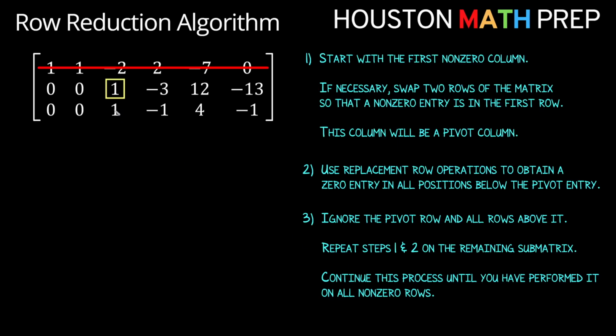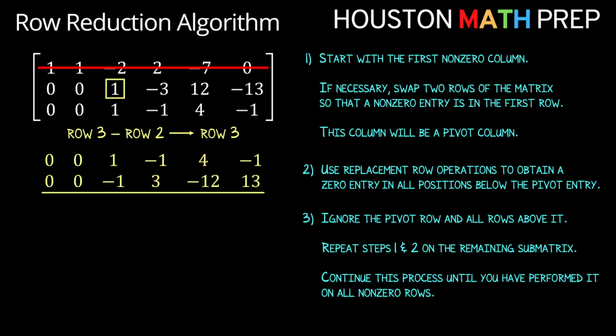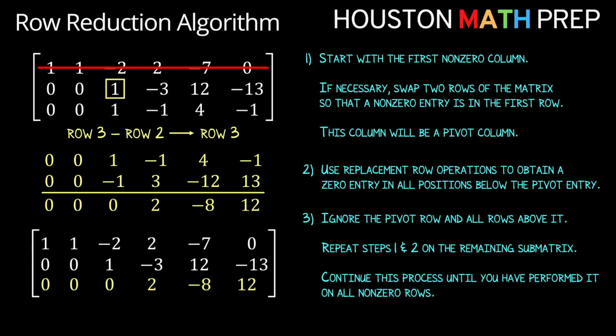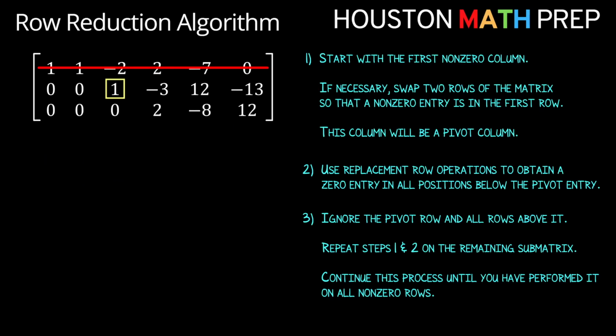If we want to reduce the +1 in row 3 by using our pivot that's also a +1, we'll simply alter the bottom row by subtracting the pivot row from it. So if we take row 3 minus row 2, it leaves us with 0, 0, 0, 2, -8, and 12, and we replace our row 3 with that. Notice that everything below our pivot entry is now 0, and our work in column 3 is complete for the forward phase. Referring to step 3 of the algorithm, we now ignore that pivot row and everything else above it and repeat with any remaining pivot columns.